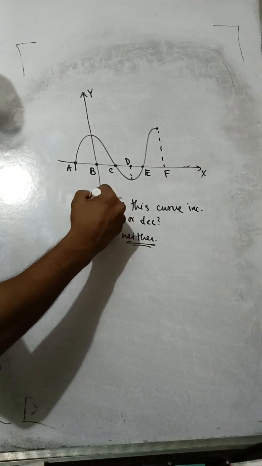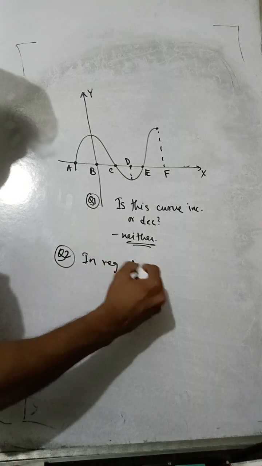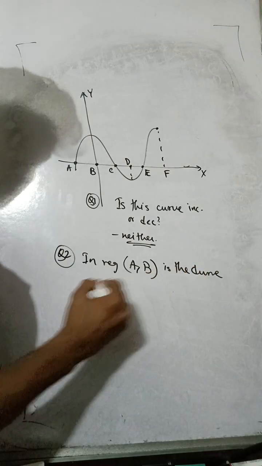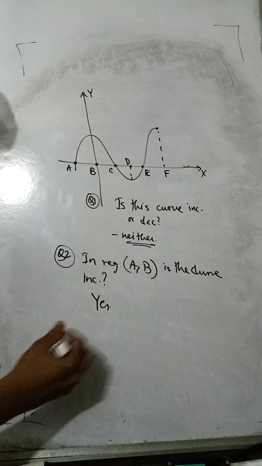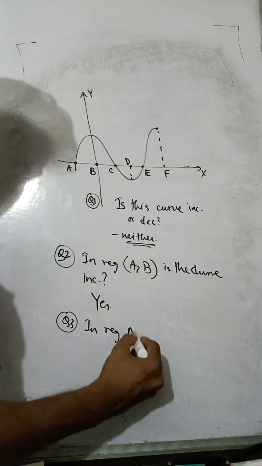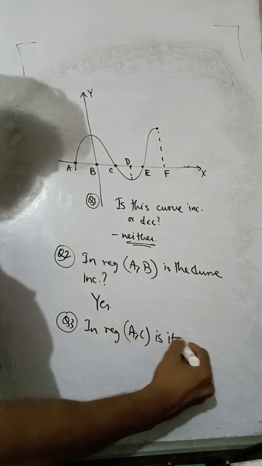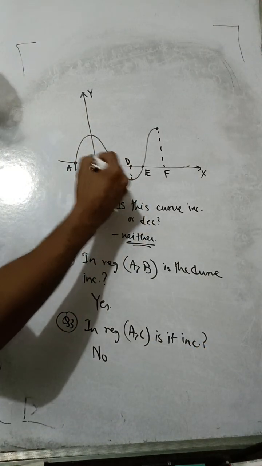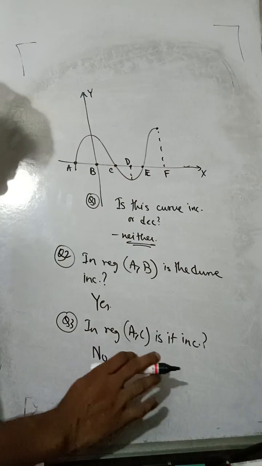But if the question is asked, like in region A to B, is the curve increasing? Then we will say yes. In this region it is increasing. If the question is like from A to C, is it increasing? Then our answer is no. Because in A to C it is increasing up till B, then it is decreasing. So it is neither increasing nor decreasing here.